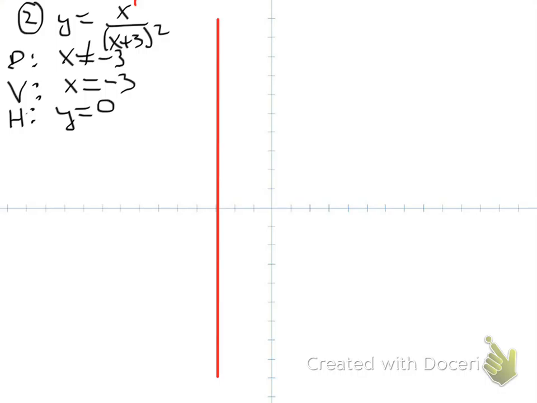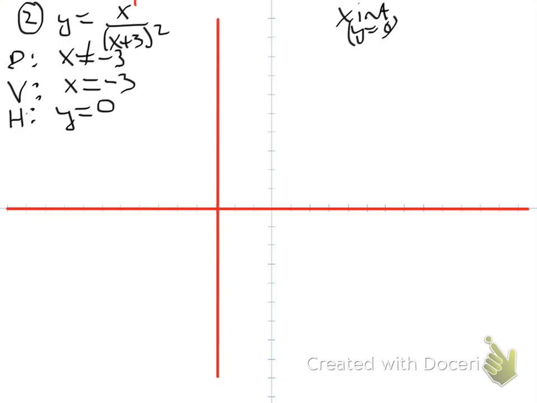It's this axis right here, the x-axis. Okay, and then we're supposed to get the x-intercepts. I'll do that over here onto the right. The x-intercepts is where y equals 0. So in order for that to be 0, that's only going to happen when the numerator is equal to 0, when x equals 0. Okay, so x equals 0, so when x equals 0, y equals 0.